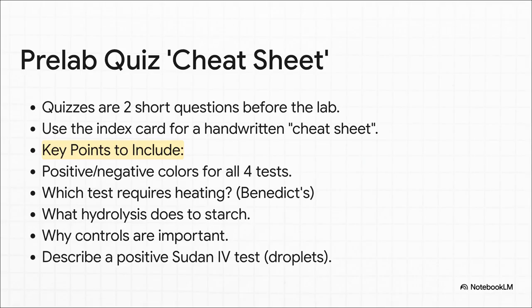Exactly this. Write down the positive and negative colors for all 4 of those tests. Make a big note for yourself that Benedict's is the only one that needs heat. Jot down that hydrolysis breaks starch into reducing sugars. Remind yourself that controls are for verification and comparison. And finally, describe that unique positive result for the Sudan IV test, the red droplets, because it's so different from the others. If you have this stuff on your card, you're going to be ready for whatever they throw at you.